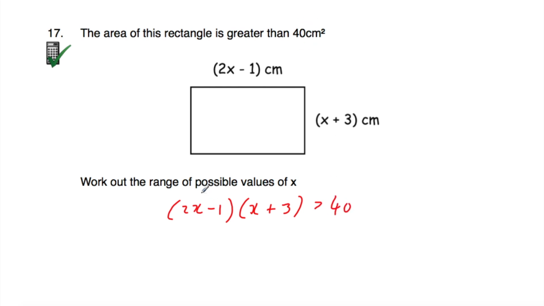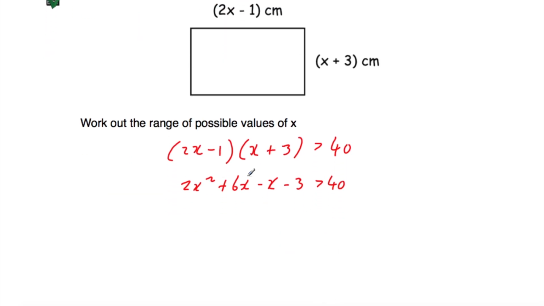Okay, now let's expand our brackets. 2x times x would be 2x squared. 2x times 3 would be plus 6x. Minus 1 times x would be minus x, and minus 1 times 3 would be minus 3. And that is greater than 40. So let's simplify this. On the left-hand side, we've got 2x squared, and then 6x take away x, that's going to be plus 5x, and then subtract 3 is greater than 40.